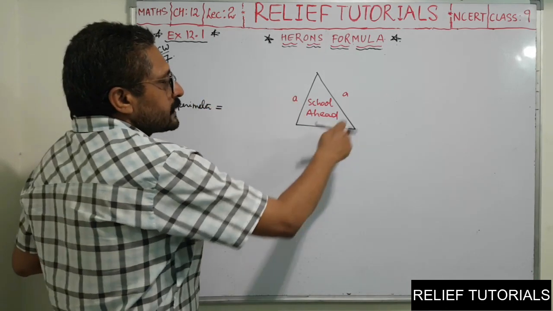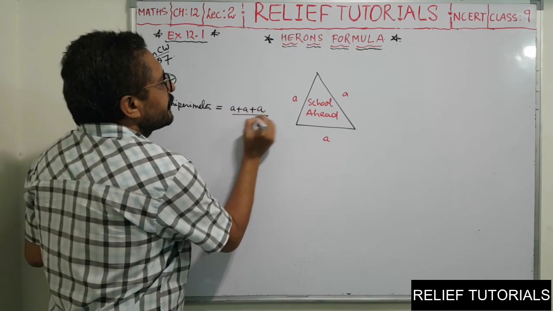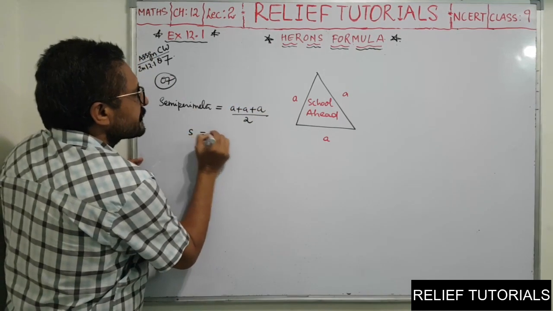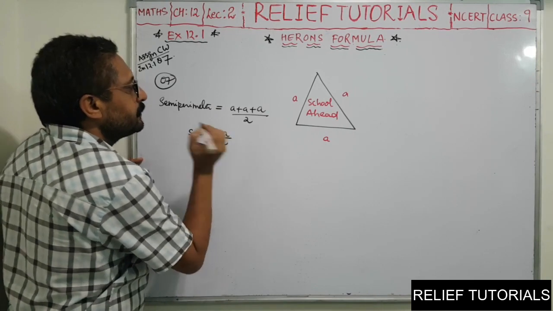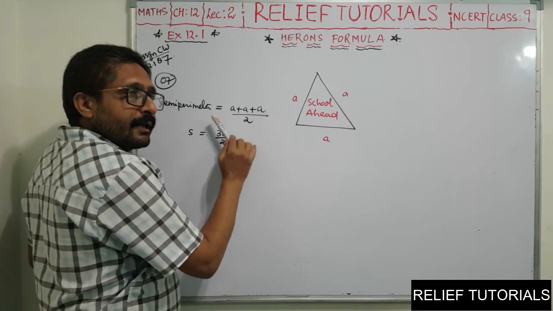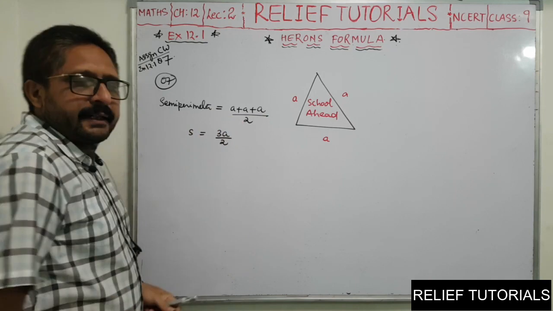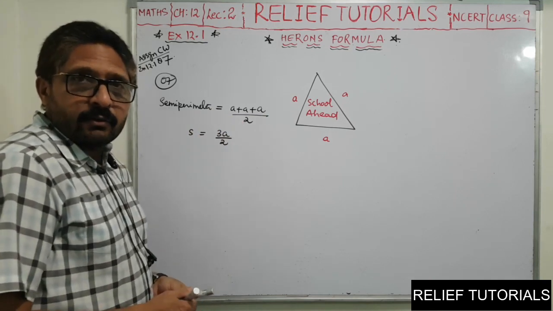Semi-perimeter means sum of all three sides divided by 2. So here it is A plus A plus A divided by 2. So semi-perimeter S is equal to 3A by 2. A is not A cube. You are not multiplying, you are adding: 3A by 2. So this is semi-perimeter. Now you want to find area by using Heron's formula.